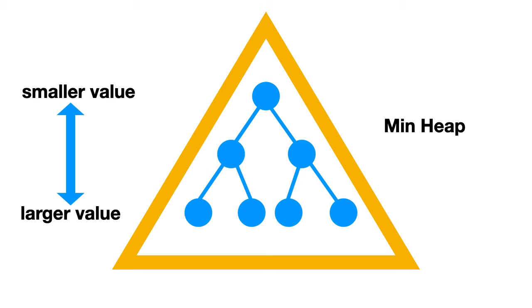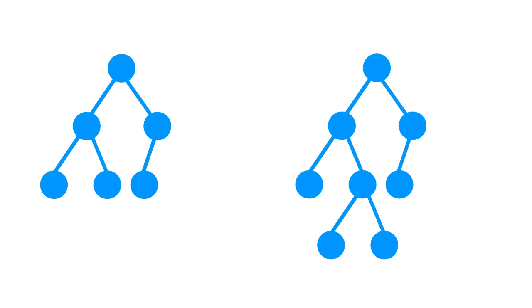Also, a binary heap is a complete binary tree. That is, all levels of the tree, except possibly the last one, are fully filled. And if the last level of the tree is not complete, the nodes of that level are filled from left to right.